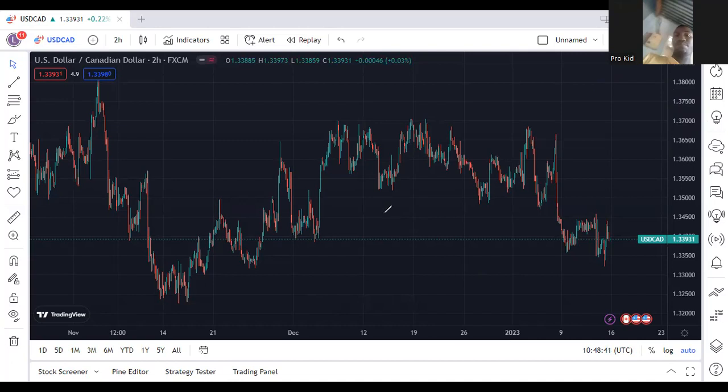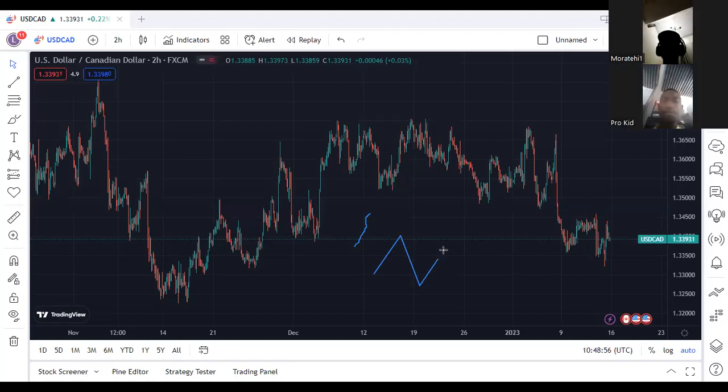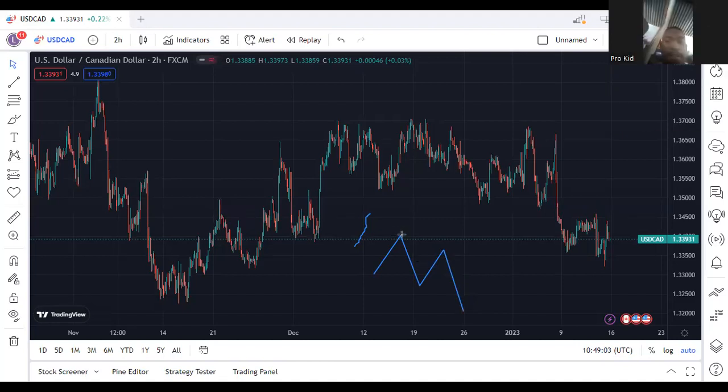So yeah, guys, we're going to focus on a sell trend line. If you're going to check a sell trend line, this is what you're going to look for. This one's going to irritate me. Can you see it? And then you're going to see something like this. So here you need to join these two dots together to form a trend line, like this.